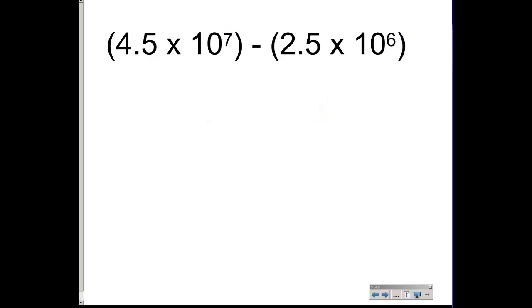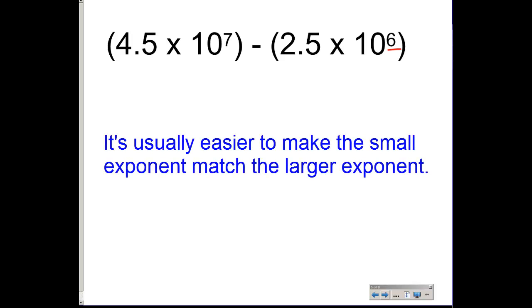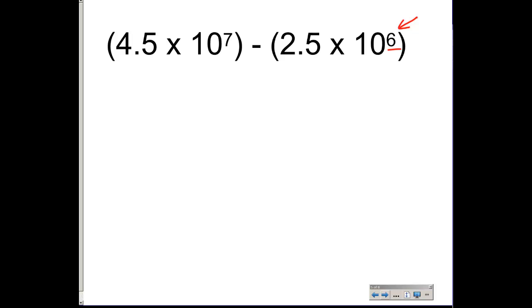So on this problem here, all I did was change the exponent to a 6. But what I need to do is make both of them the same. So I can make the 10 to the 7th become a 6, or the 10 to the 6th become a 7. My suggestion is to make this 6 become a 7. Make the smaller one be equal to the larger one. So what I'm going to do is bring down my times 10, and 6 plus 1 makes a 7.